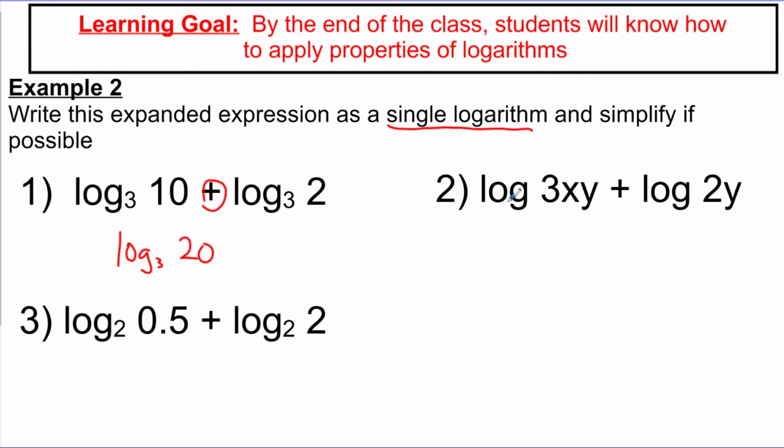Second problem just has log. There's no base, but since both of them don't have a base, we can assume that they are 10, log base 10. And so I can combine these ones, again, just by multiplying. 3 times 2 gives me 6. x times, well, I don't have anything over there, so I'm just going to bring that along. y times y gives me y squared. So I can turn this one into log of 6xy squared. That is the single logarithm version. Again, the addition sign in between these indicates that I can multiply together the 3xy and the 2y.